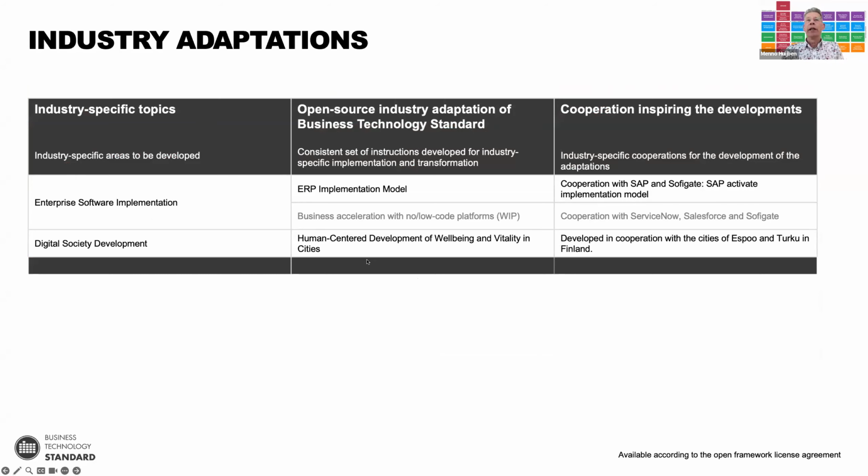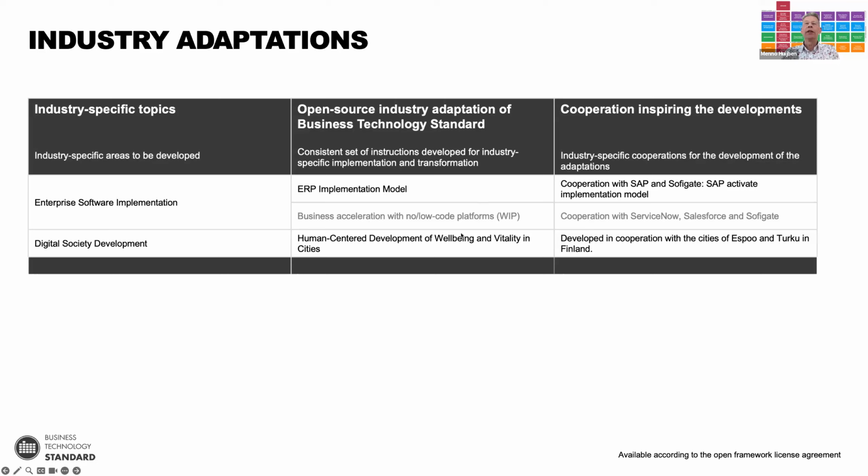Another one we have published already, which is actually also a very nice topic, is this human-centered development of well-being and vitality in cities. That's what we also call an industry adaptation. And there is still one in the pipeline, which we call business acceleration with low-code platforms. Hopefully, end of August, September timeframe, we will announce that one.